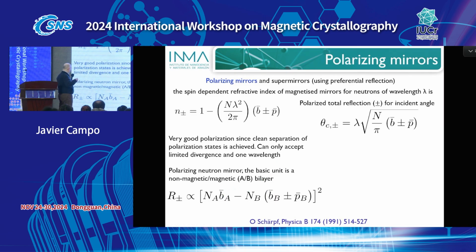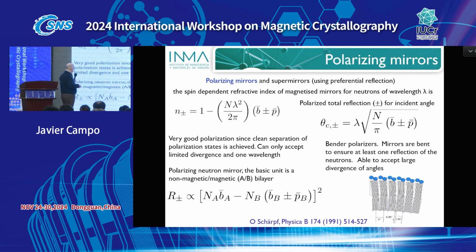And then, if we want to ensure that our mirror is polarizing, that there is some neutron fulfilling this condition of polarization, we can bend the mirrors a little bit. This is the idea of the polarized analyzers in the diffusion instruments at ILL and in other sources. This was developed by Otto Schärpf.